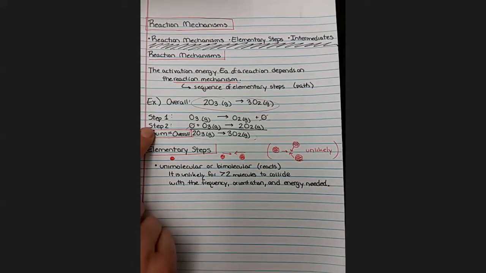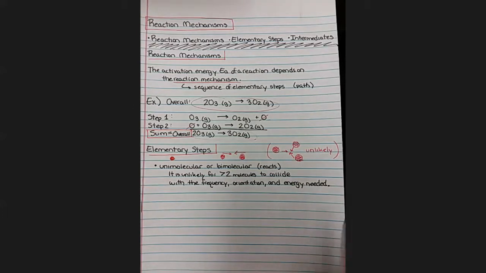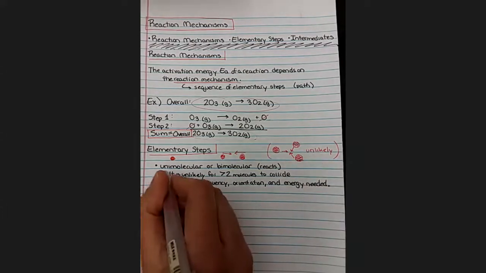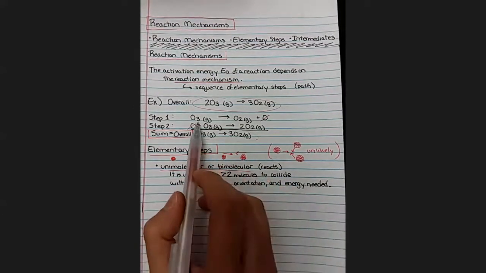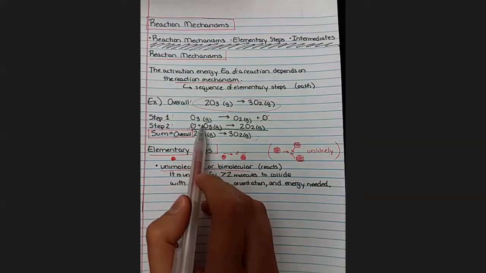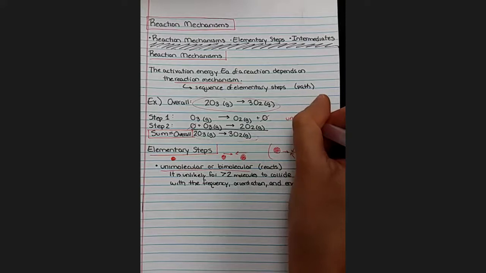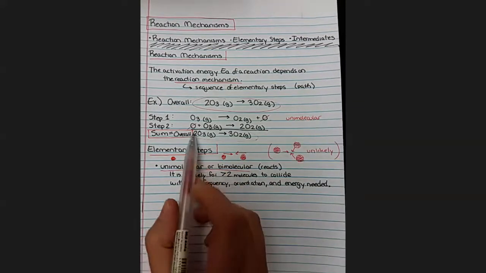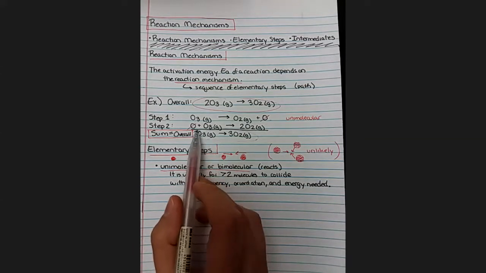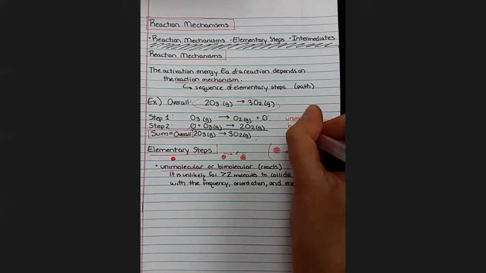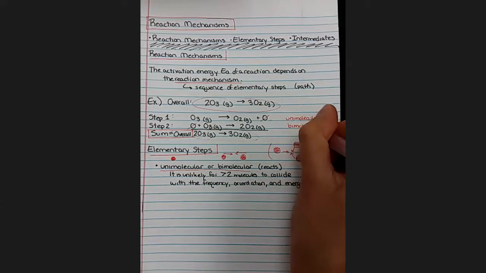So we can go back to our first two steps, and we can add labels, uni or bimolecular. In our first step, we just have one ozone molecule that's breaking down. So this is going to be a unimolecular reaction. And in our second step, we've got a second ozone molecule that collides with a single oxygen atom. That's going to be bimolecular because there's two.